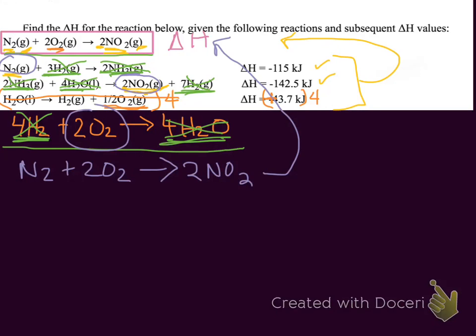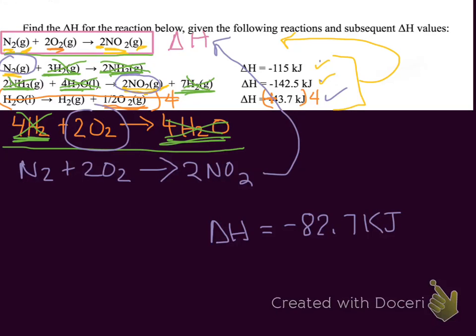And now our job is just to add up the delta H's and get a value. So we would have this one plus this one plus this one times 4. And I'm going to put it in my calculator. And so in the end, we're going to get delta H for our reaction is equal to negative 82, oops, I can't see the 2.7 kilojoules.